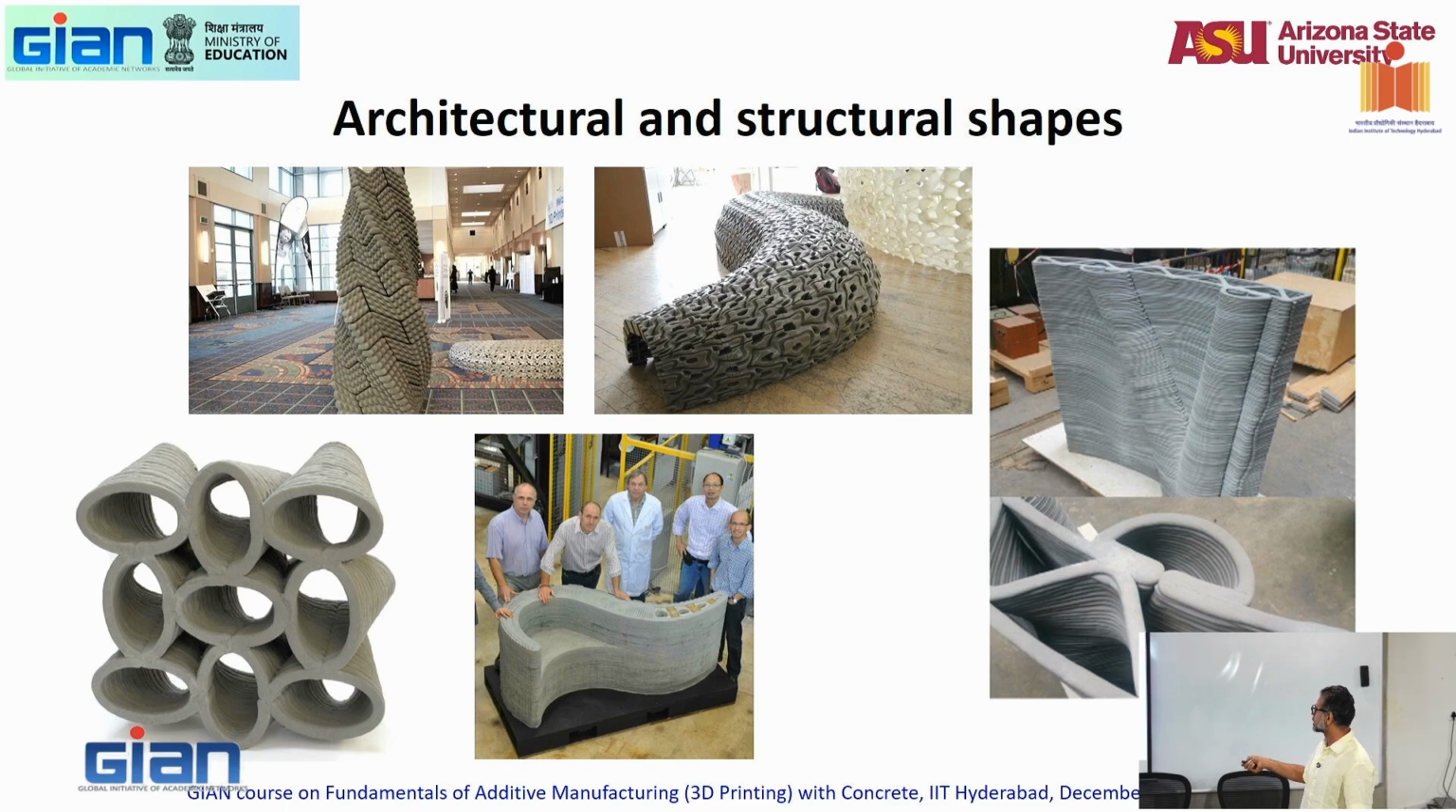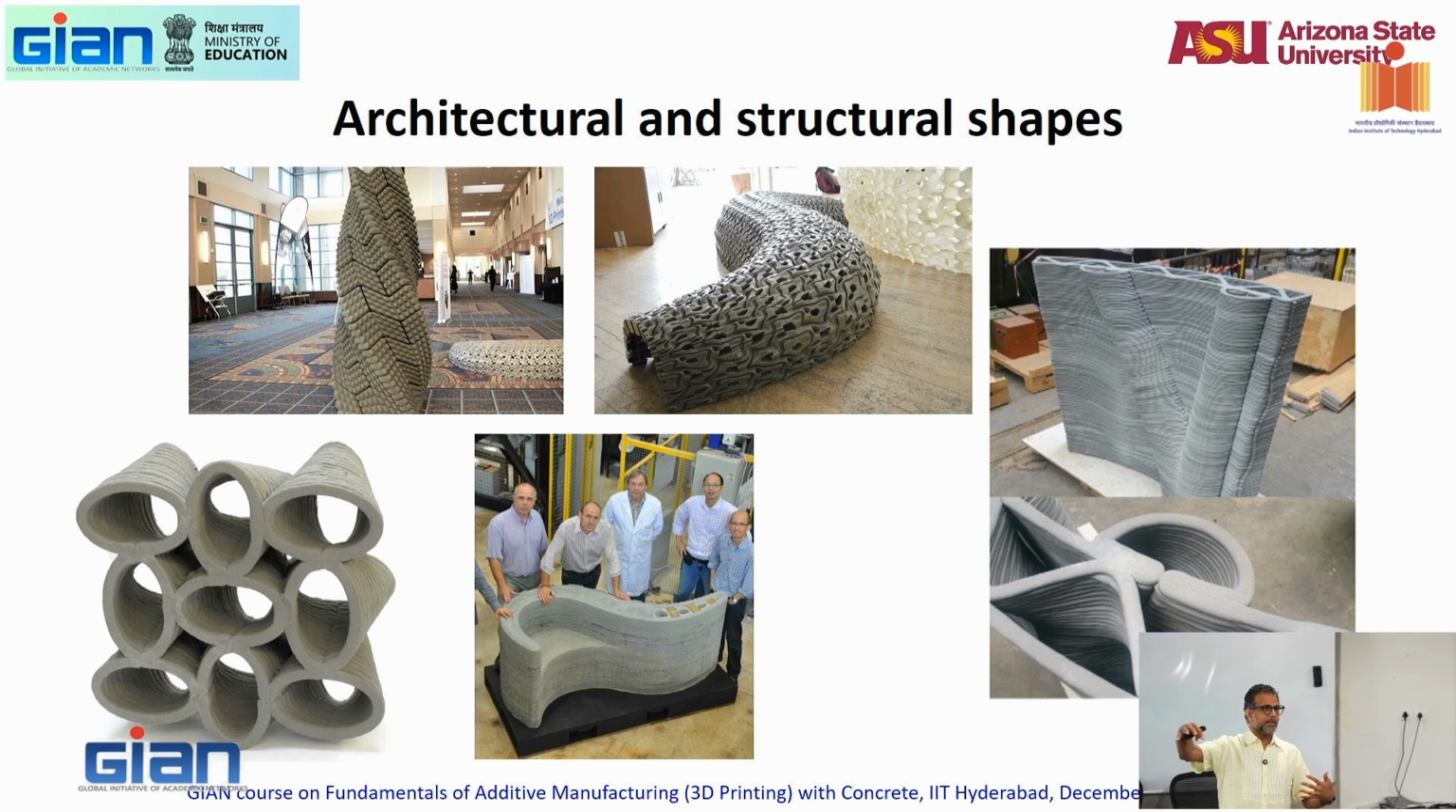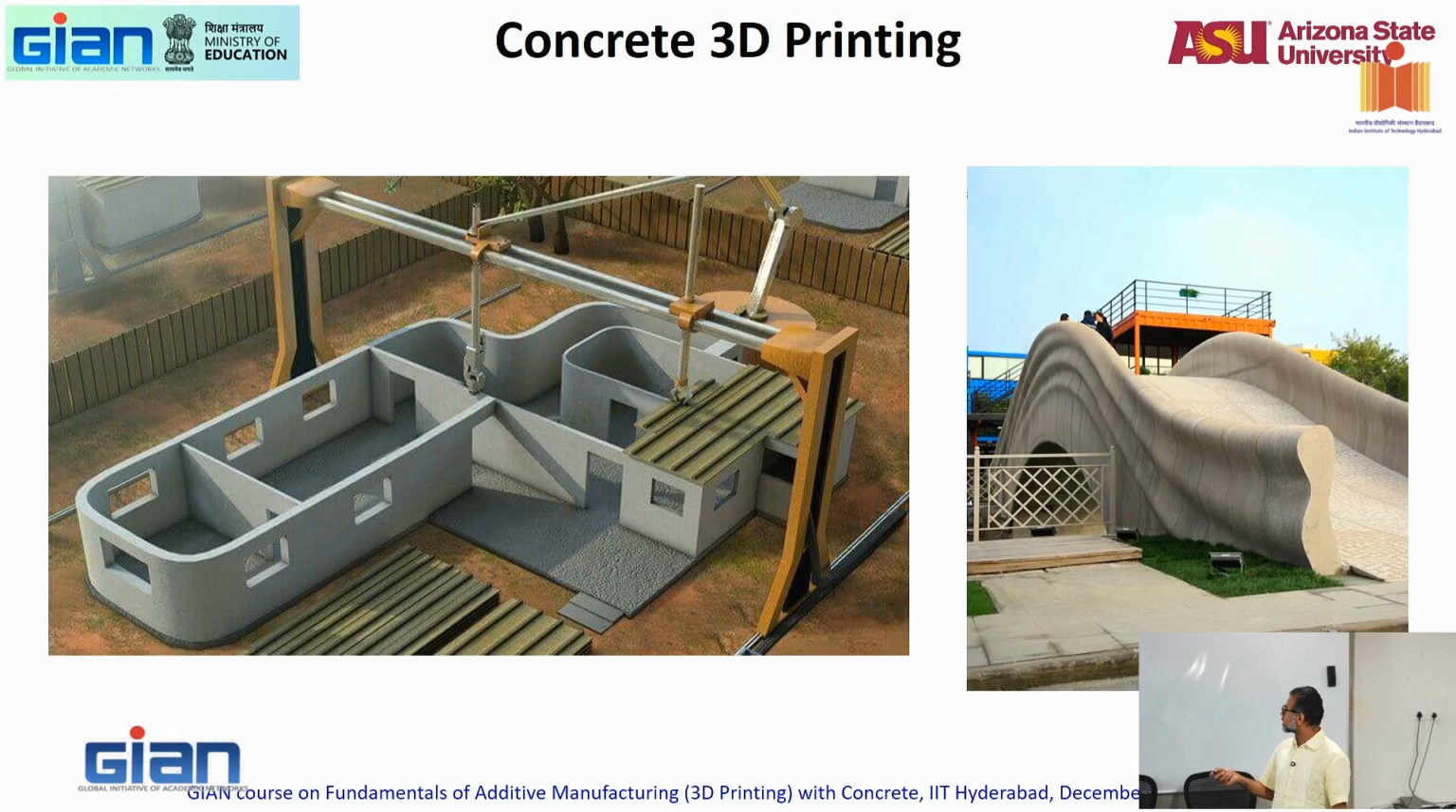You can have bracings for the wall like this, and you can have thinner widths for walls. If you're building a concrete wall, you can actually start to save material. You can also shape the wall in different ways to do unique structural functions. Probably later in the session we'll see that as well. So that's concrete 3D printing.